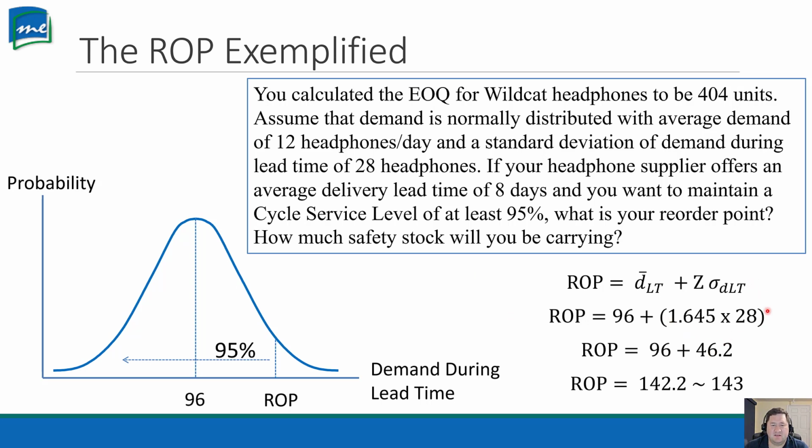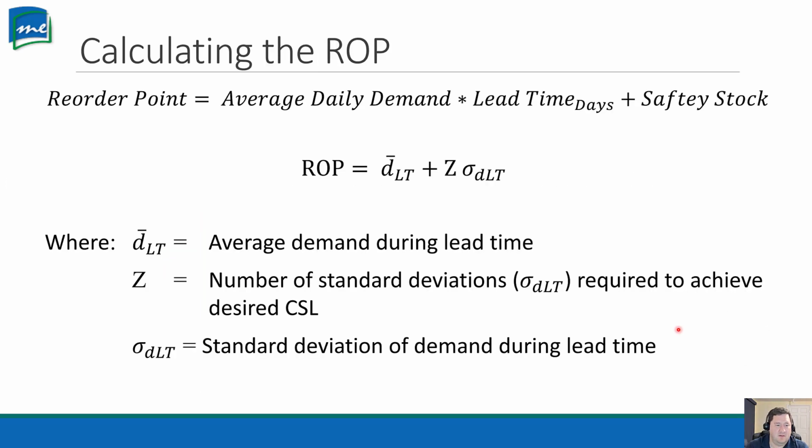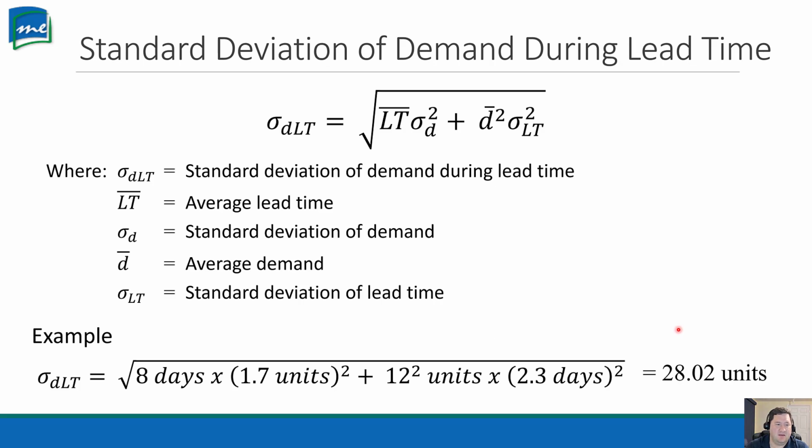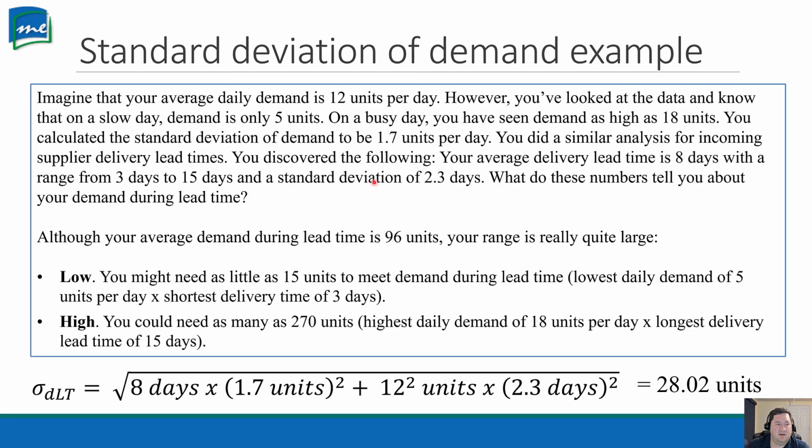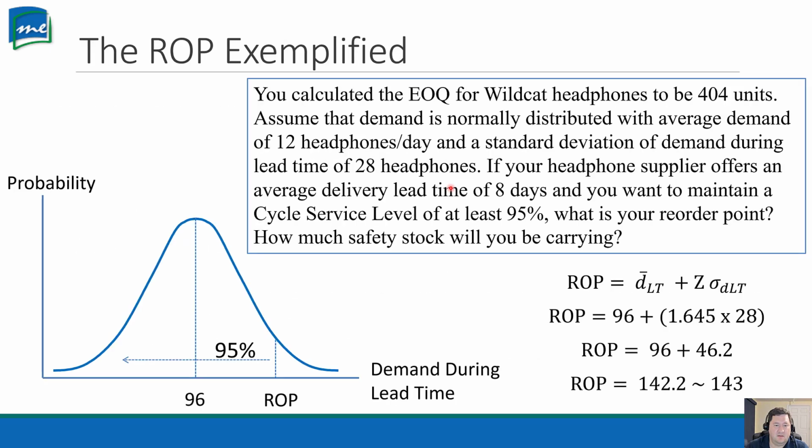When we look at this, 46.2 is our safety stock. This is like a buffer that we give ourselves, because remember, when we went back, we had a delivery standard deviation of 2.3. So that 2.3 is factored into the 46.2, accounting for that deviation there. I hope that makes sense for you.